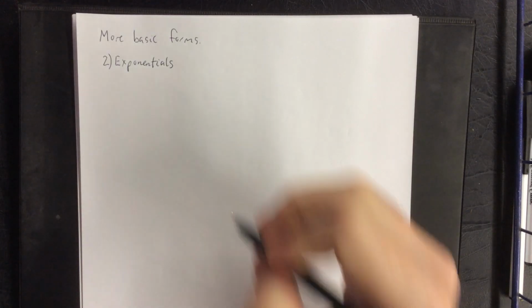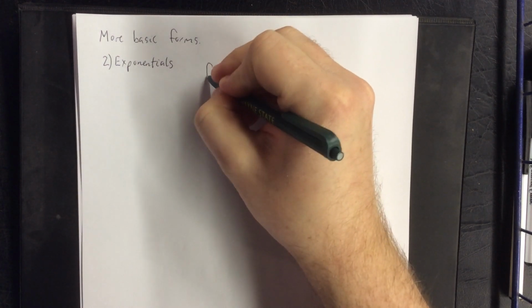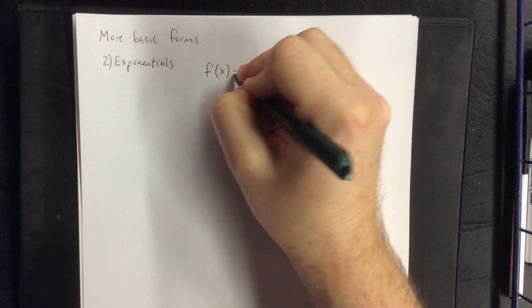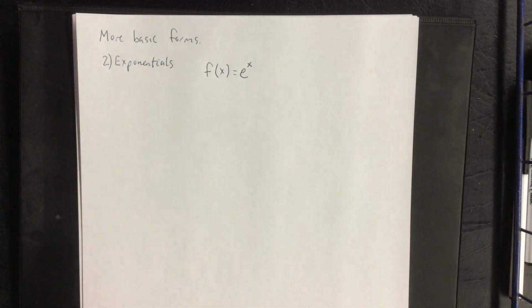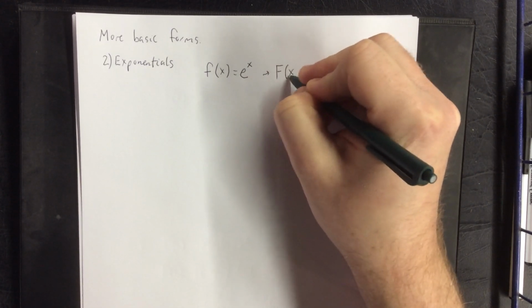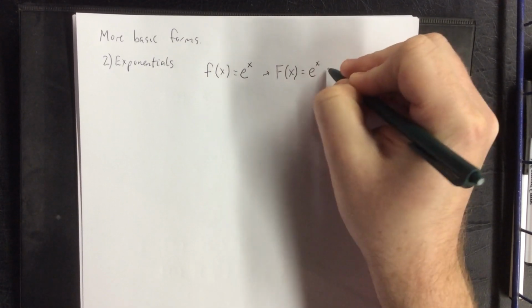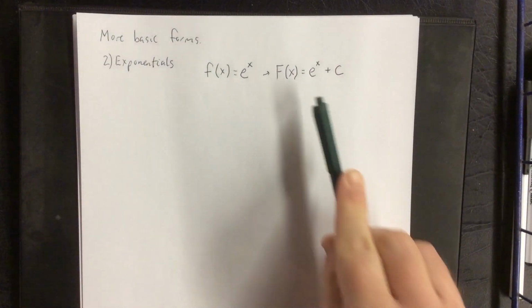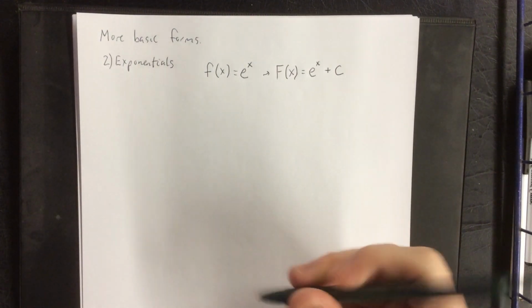For some more basic forms of antiderivatives, let's consider exponentials. Two kinds of exponentials will be, first off, our favorite, the natural exponential. The derivative of e to the x would be e to the x. So the derivative does nothing. The antiderivative should do the inverse function of doing nothing, which would be to do nothing. So that lets us know that the antiderivative of e to the x is going to be e to the x plus a c. You can verify this result by differentiating this.